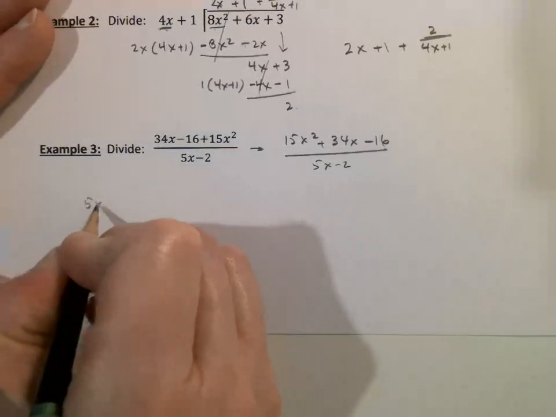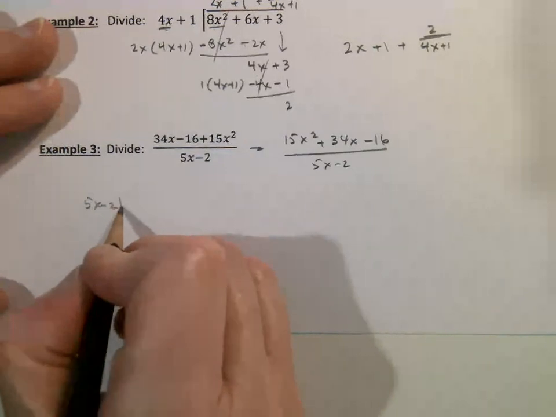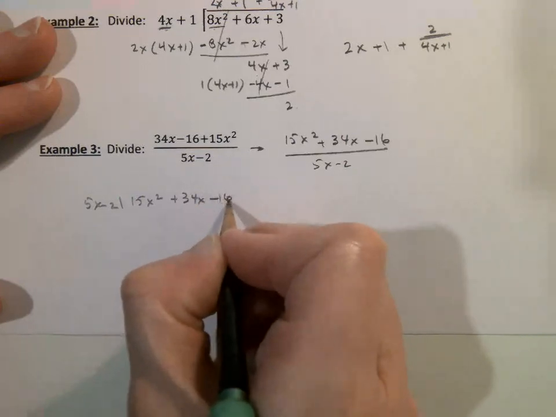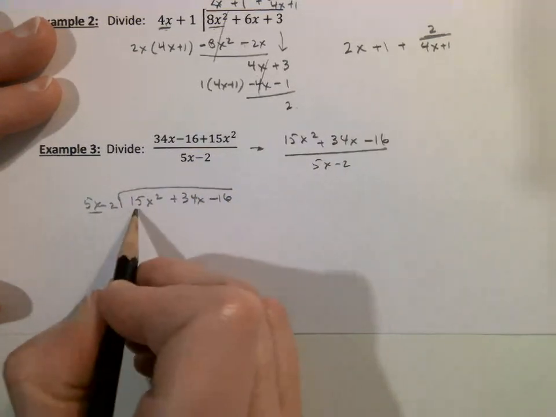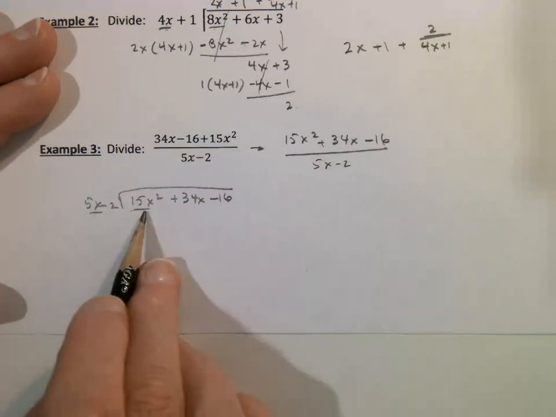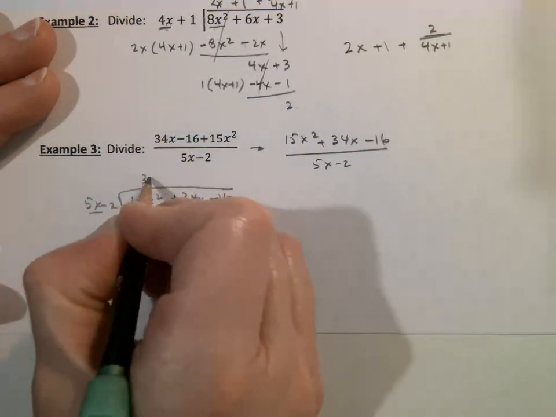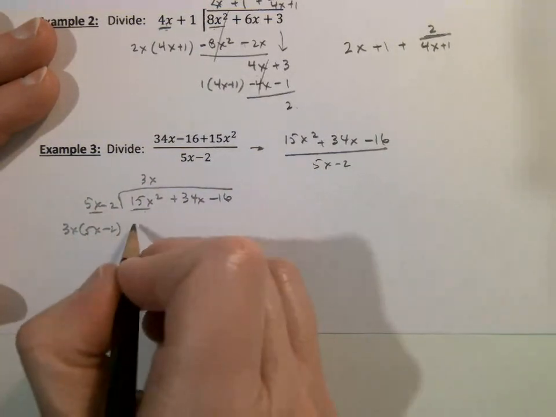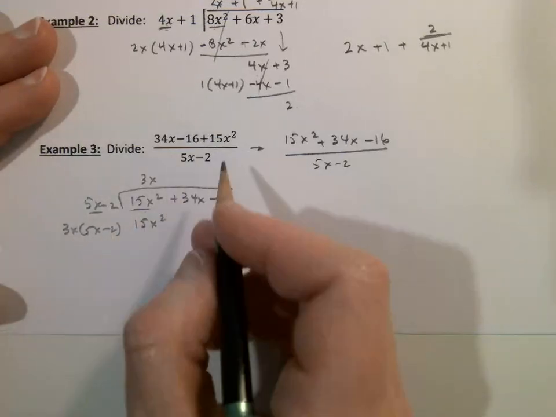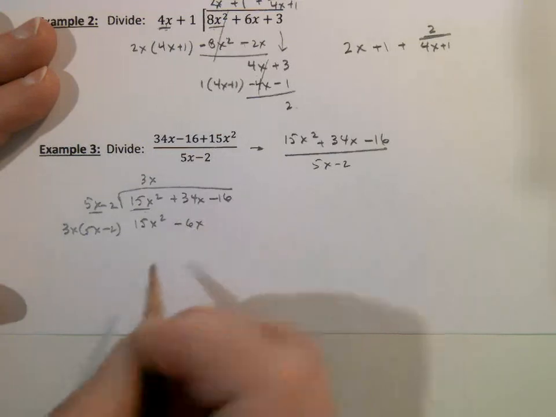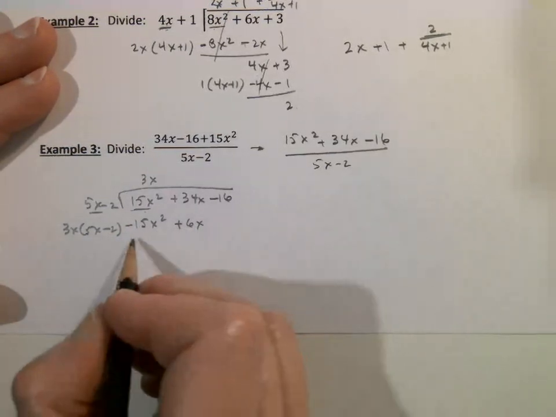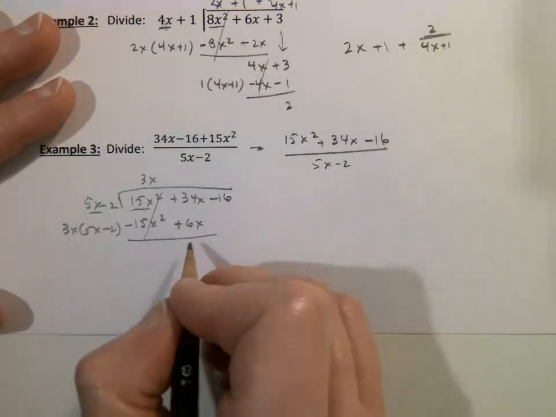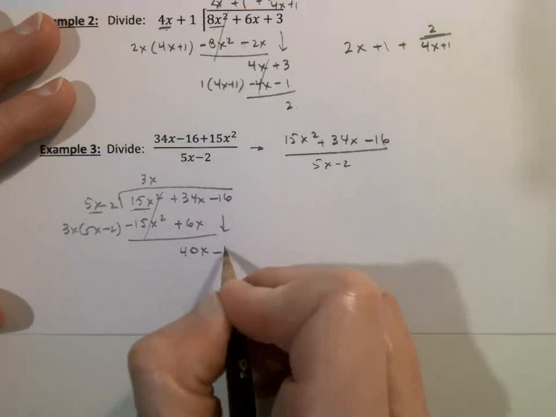So we put 5x minus 2, that's my divisor, and I have 15x squared plus 34x minus 16. You're going to want to make sure you have plenty of room for this. I start with the 5x and the 15x squared, and I say, what would I have to multiply by 5x to get 15x squared? Well, I'd have to multiply by 3x. So I write 3x, and I have to multiply it by the whole thing. That gives me 15x squared. 3x times negative 2 gives me negative 6x. Now I'm subtracting, so I go back and change those signs. This cancels. If it doesn't cancel, I've done something wrong. 34 plus 6 is 40. So I have 40x minus 16.